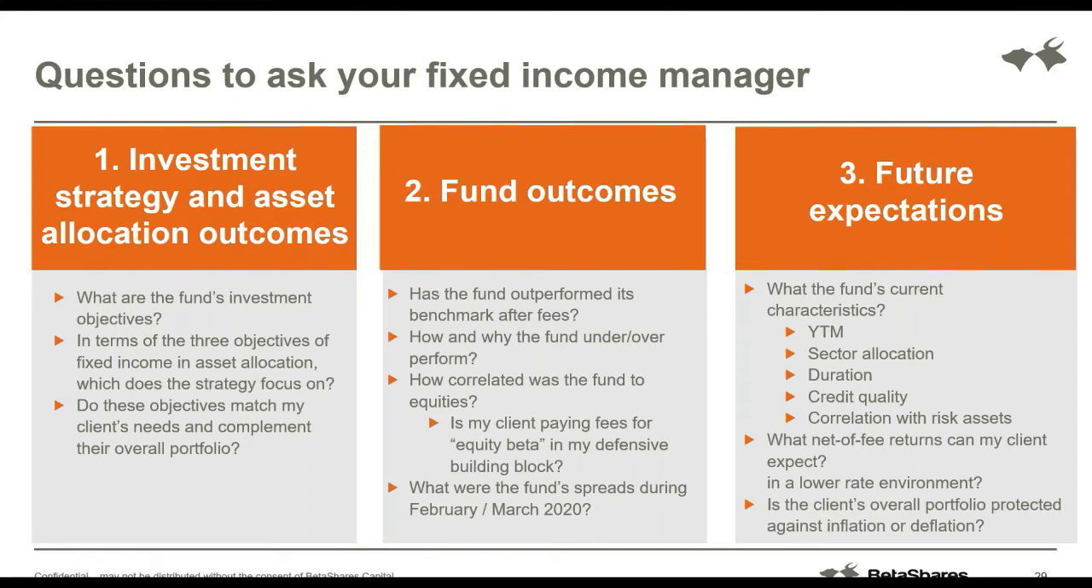Paraphrasing this, the questions listed in section 1 in terms of the objectives are really about understanding what the objectives are, and whether these objectives meet your client's objectives or your portfolio objectives for fixed income. That is, as we mentioned earlier, diversification, income or capital stability. And do these match the outcomes of the fund that you've selected? Do they actually meet those needs? The second list of questions really are around the performance, the how and why.